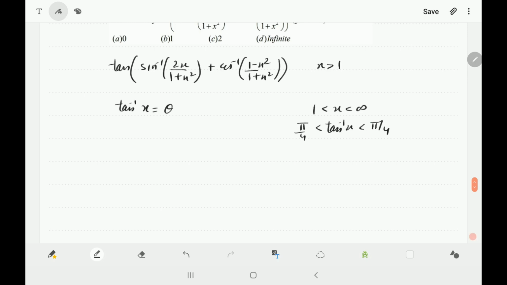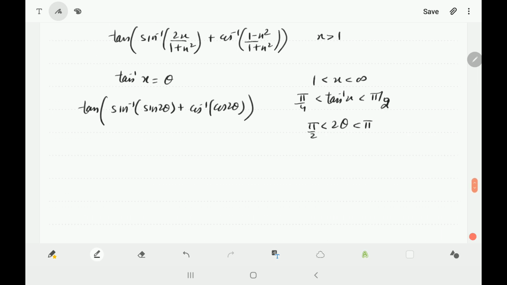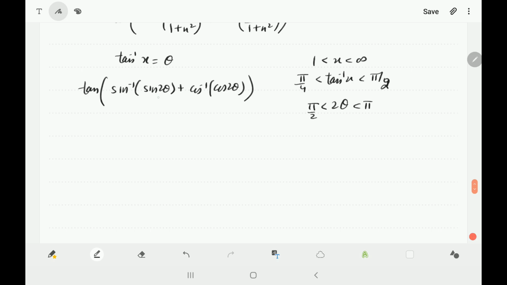Okay, so we can now have the term tan of sine inverse of sine 2 theta plus, I hope you know this formula, cos inverse of cos 2 theta. Because theta is from pi by 4 to pi by 2, 2 theta will be from pi by 2 to pi. So for sine inverse sine 2 theta and cos inverse cos 2 theta, sine inverse sine 2 theta is not in PVB, but cos inverse cos 2 theta is in PVB.